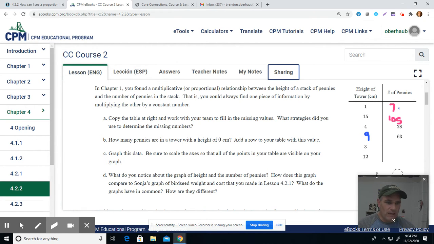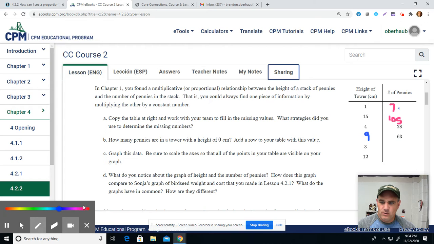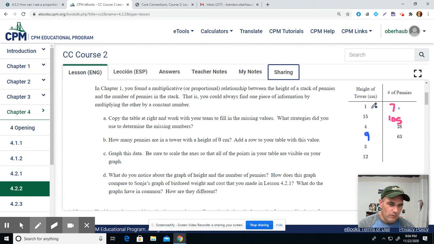Let's see, what do I want now? A 3 centimeter tower, how many would that be? Well, what I'm going to do is take this and multiply it by 3. So it gives me 3. If I multiply this by 3, I have to multiply that by 3. So that should be 21 pennies.